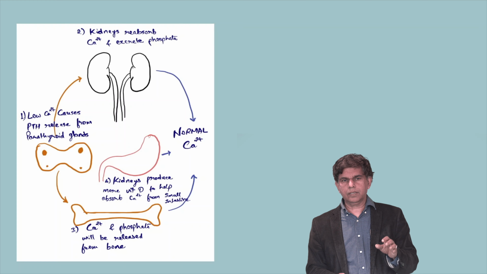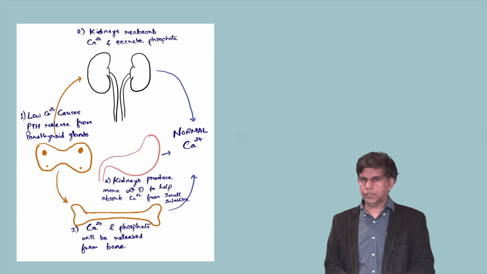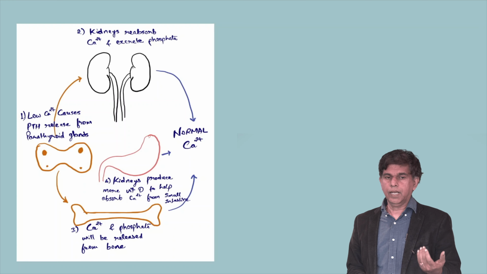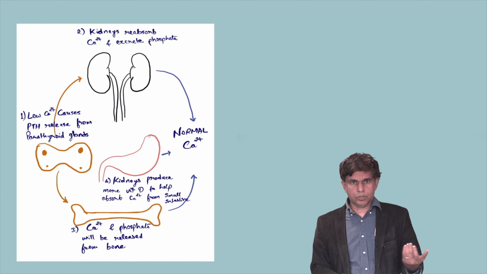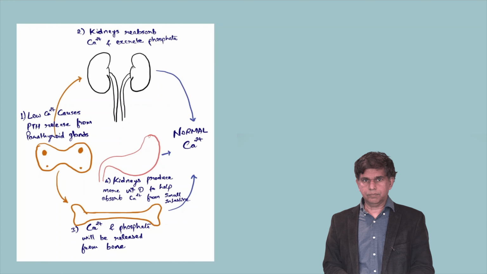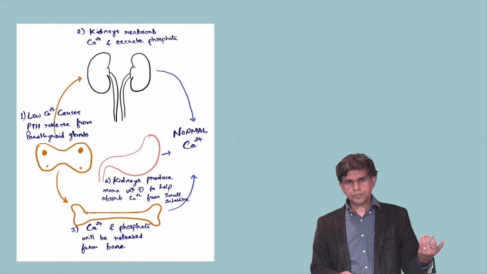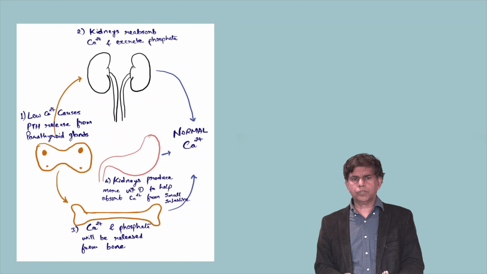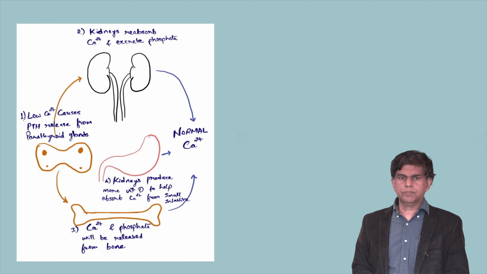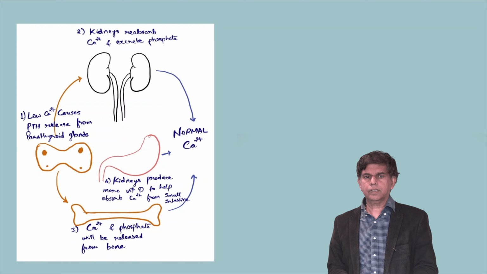If you look at calcium metabolism, it's important to know that when you have low calcium, there is PTH release from the parathyroid gland, and the kidneys reabsorb calcium and excrete phosphate. It can also act on the bones, releasing more calcium, and the phosphate will be released into the bone.